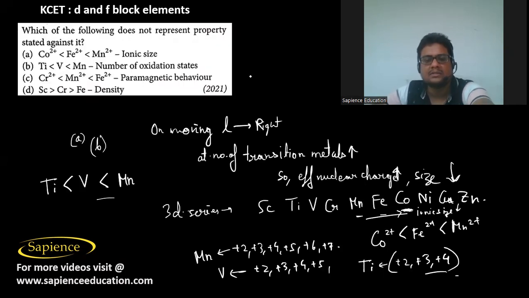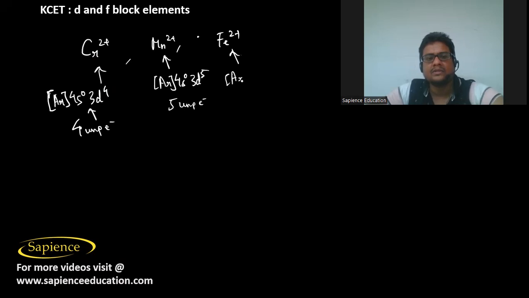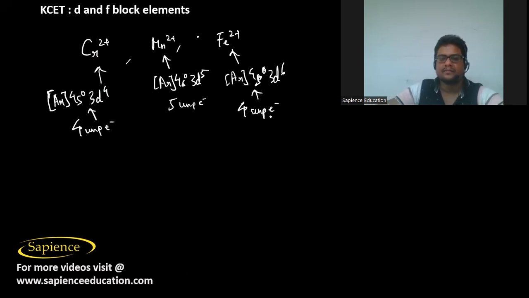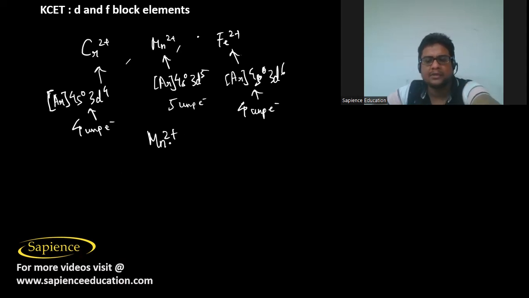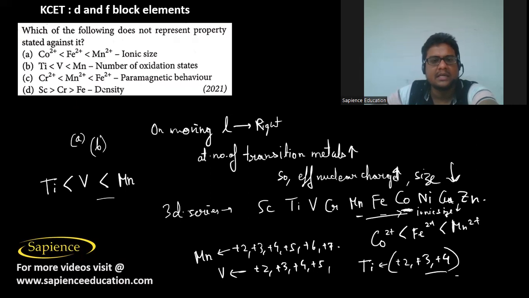And for Fe2 plus, it will be argon 4s0 3d6. So here it has got 4 unpaired electrons here. So it means that Mn2 plus will have the maximum paramagnetic behavior. So Mn2 plus has the maximum paramagnetic behavior, but here it is saying that Fe2 plus has the maximum paramagnetic behavior, which is wrong. So option C is the wrong statement.